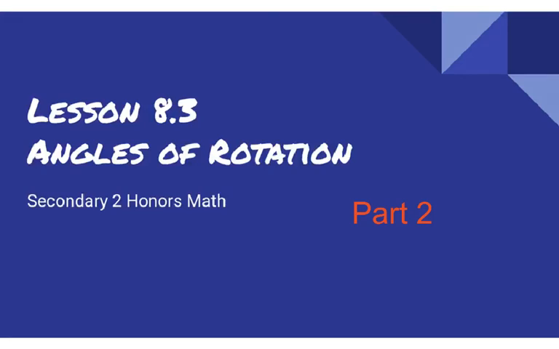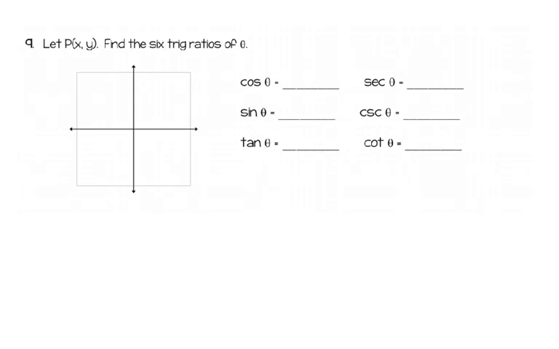This is part 2 of lesson 8.3, angles of rotation. Okay, picking up where we left off, we've done 7 and 8, which had a specific point P. Now what we're going to do is find a general case.